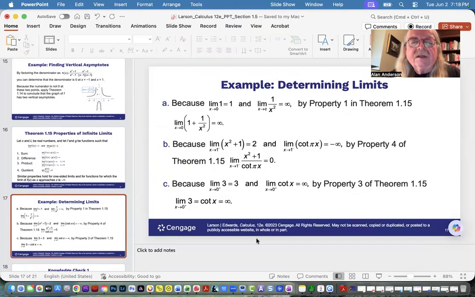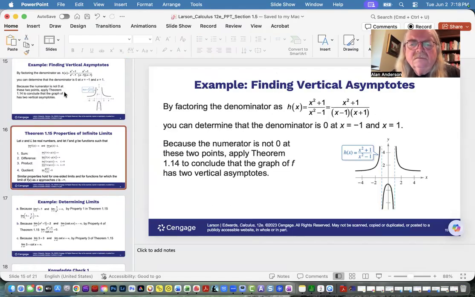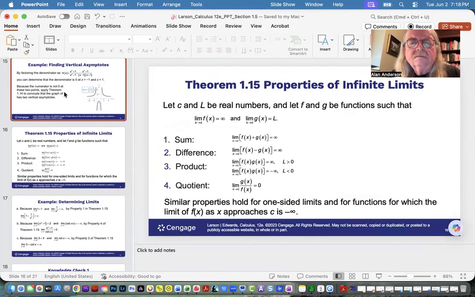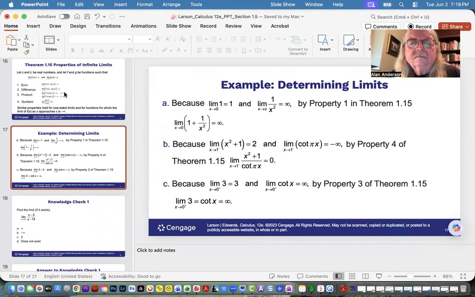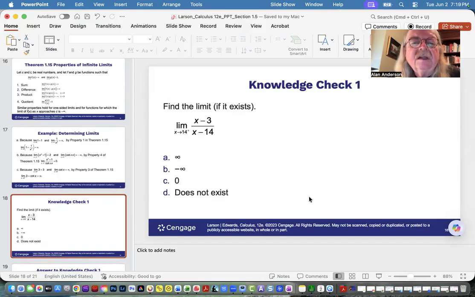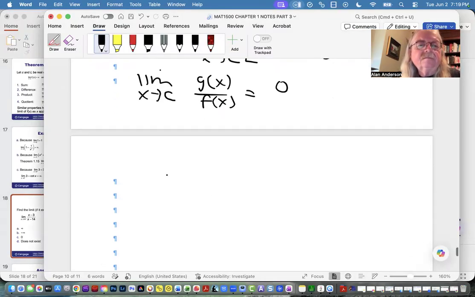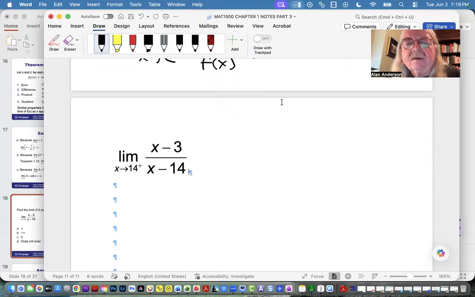Well, what do they want us to do here? Oh, all right. Well, these are just examples of the same thing. Let's jump ahead to this one. Let's find this limit if it exists. Now you can see right away we have a problem because substituting 14 means that we're going to have division by zero.